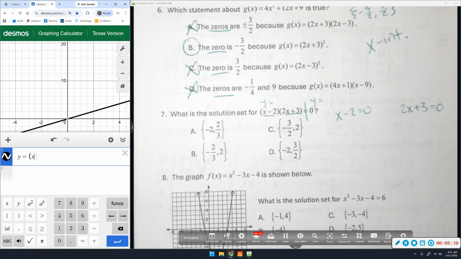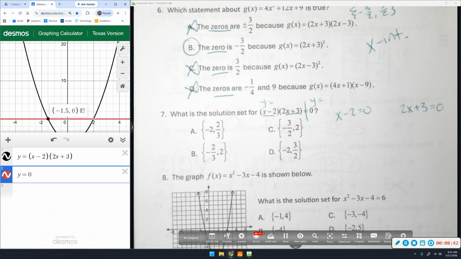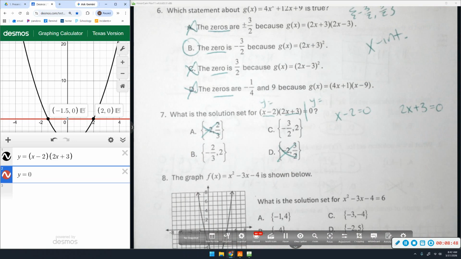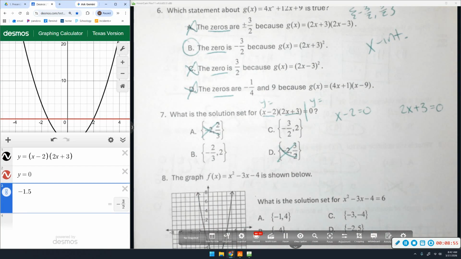So y equals x minus 2, 2x plus 3. And then y equals 0. And we touch here and here. So I know it has a +2. That one has a -2. That one has a -2. And then I need to figure out -1.5. So -1.5 as a fraction is -3/2. So my answer is C.